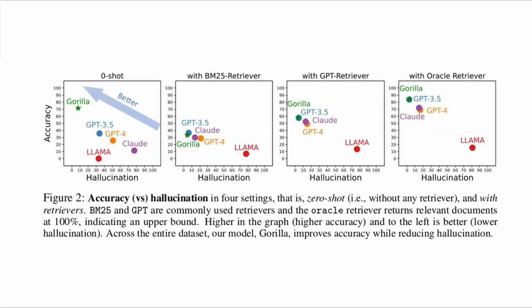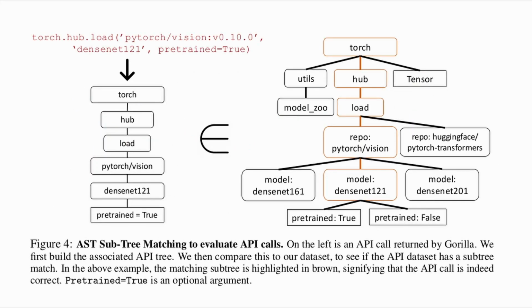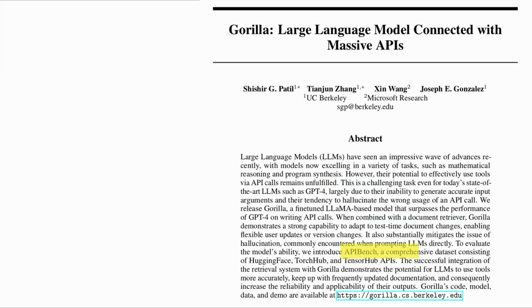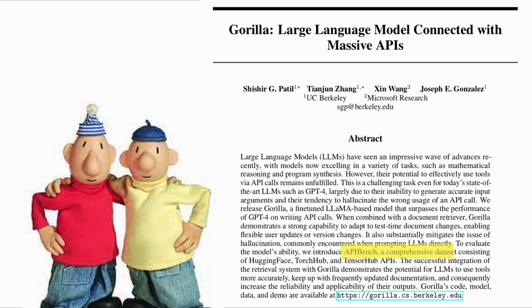They successfully tested Gorilla on a document retrieval task and even built a comprehensive API dataset that all LLMs can use as part of completing a user task. Is that not so cool?